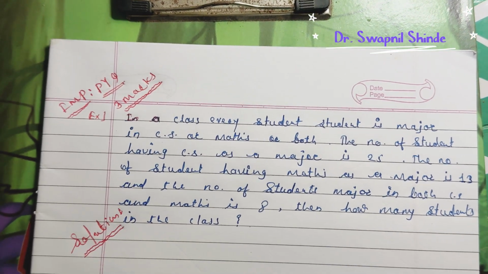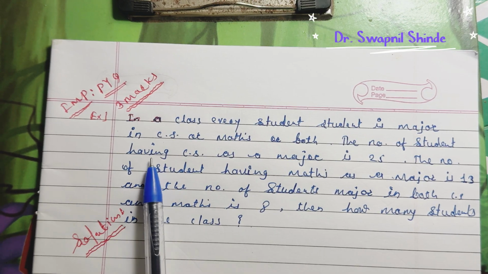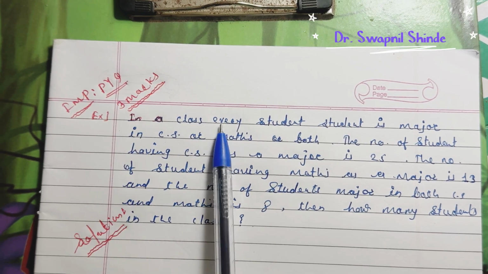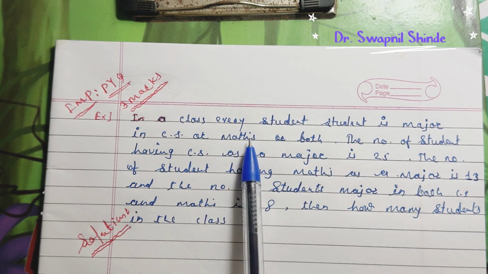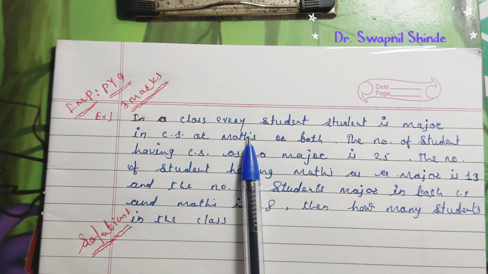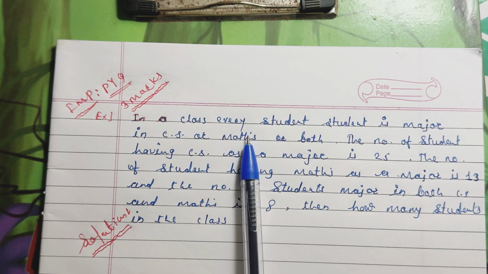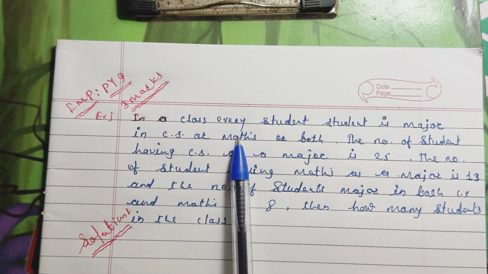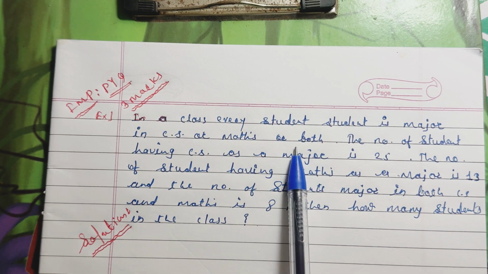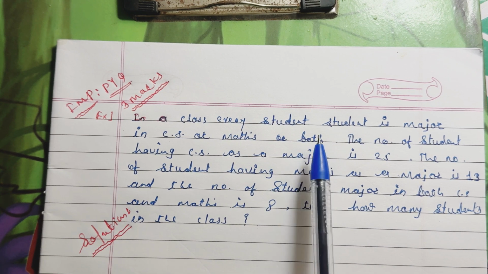First of all, I'm going to explain the example, and then we go for the detailed solution. In our example, we are given a class where every student is a major in CS and math. That means we have two types of students in the class, one having the branch computer science and another having maths. And some students have computer science as well as math.